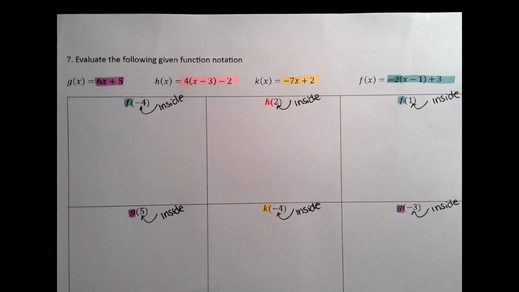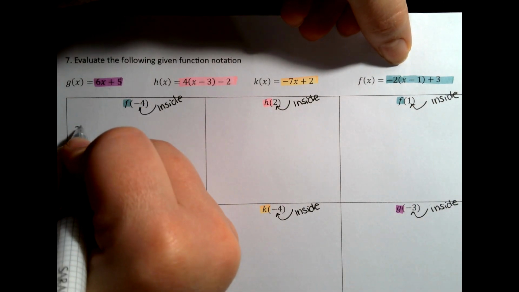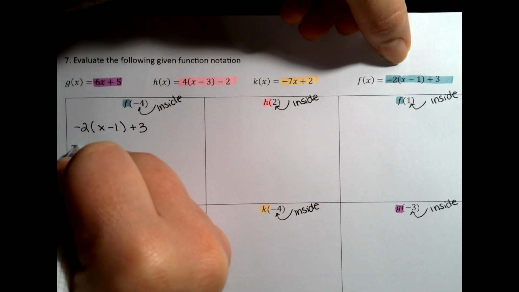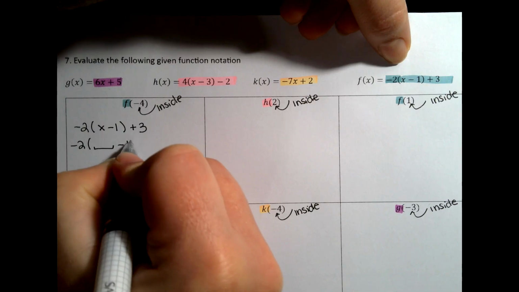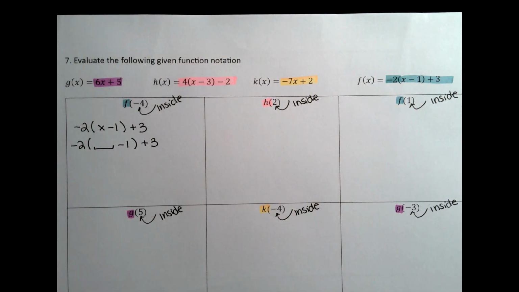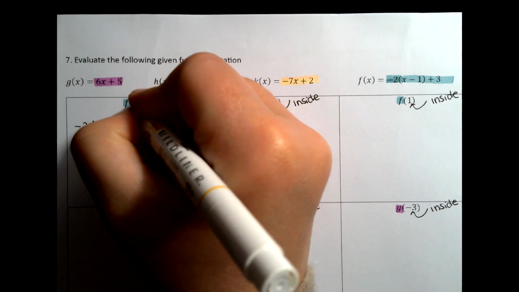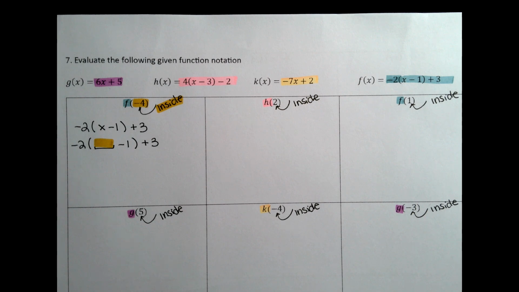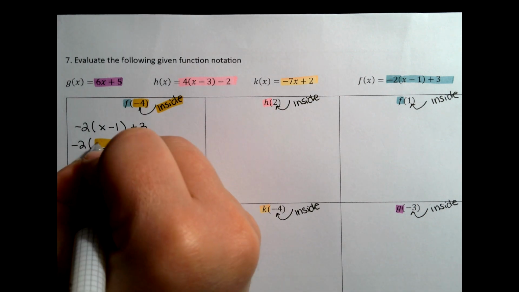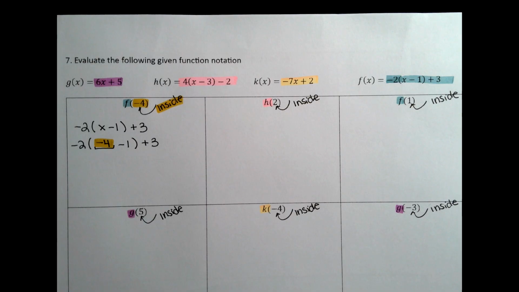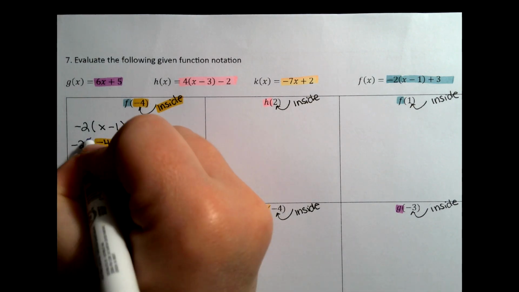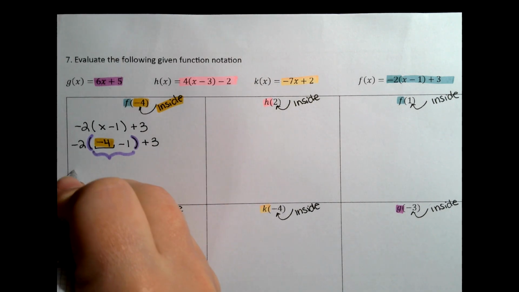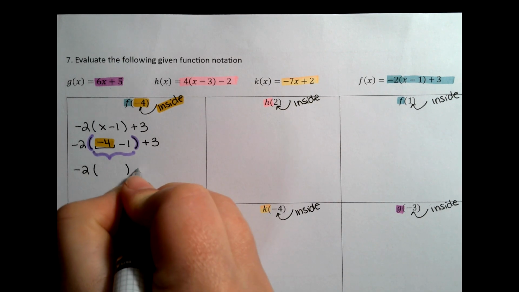Let's start. F is your function. I'm going to copy down -2, open, x minus 1, close it, plus 3. The next step is going to be to open for x. And I'm going to take my x number, this inside number, and I'm going to put it inside, replacing x. I'm going to remove x, and I'm going to put in -4. Now, this is order of operations, PEMDAS, where I see parentheses, so I have to do the parentheses inside first.